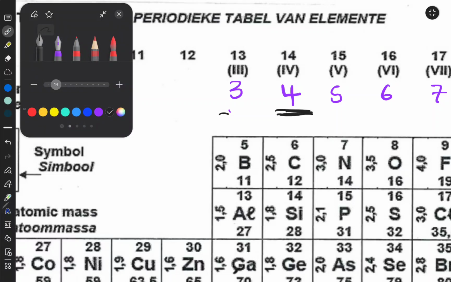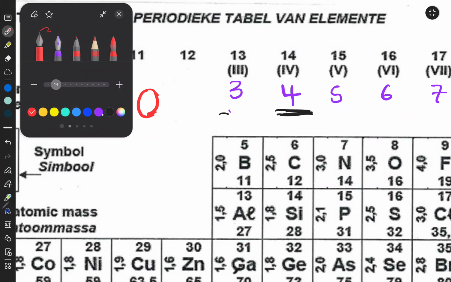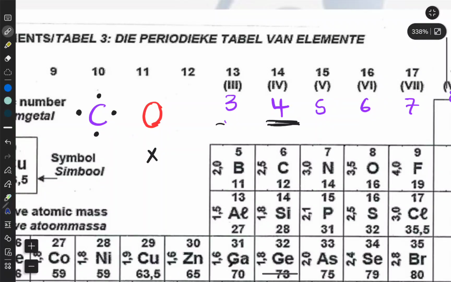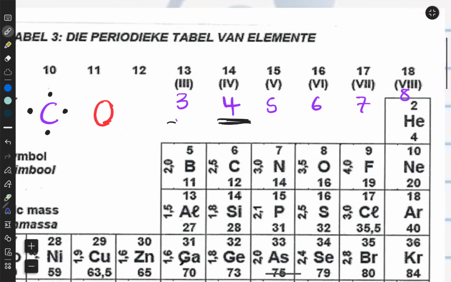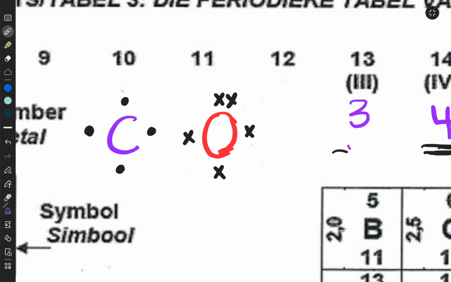Okay, let's check oxygen. This is my oxygen. How many does oxygen have? So we'll represent oxygen with crosses, because you can use crosses or dots. So for oxygen, we'll use crosses or X's. All right, oxygen is group 16, and it has 6 valence electrons. Okay, so how do we represent it? Same thing. We'll use a cross. 1, 2, 3, 4, and then we go back again, 5 and 6.